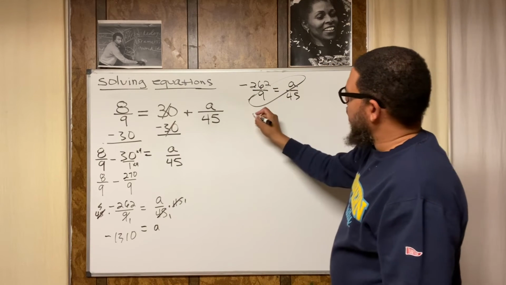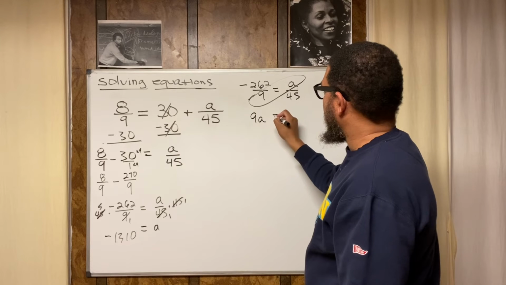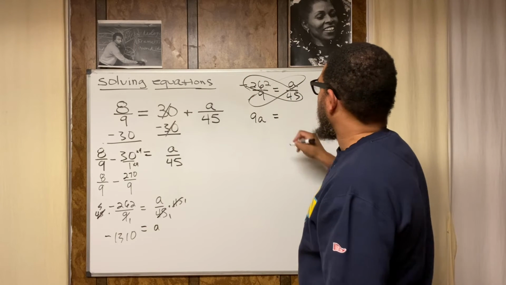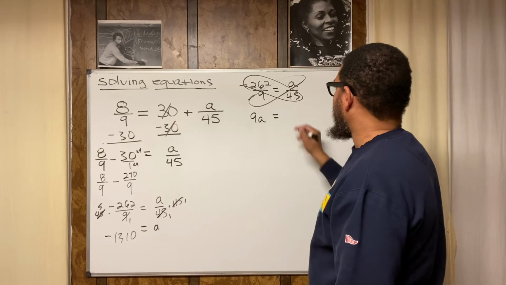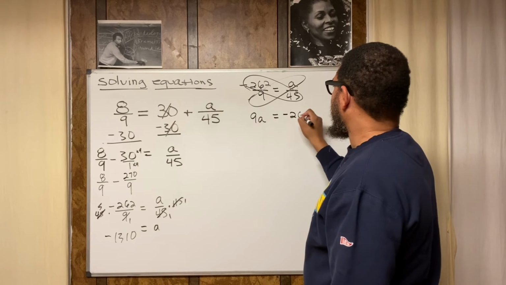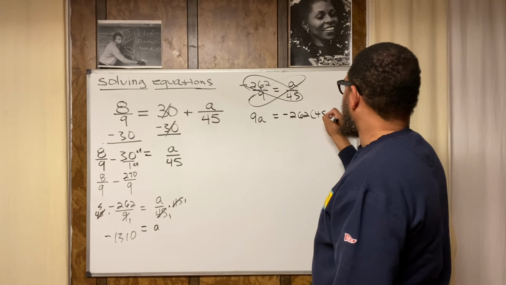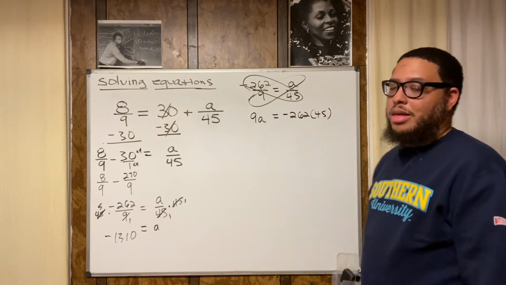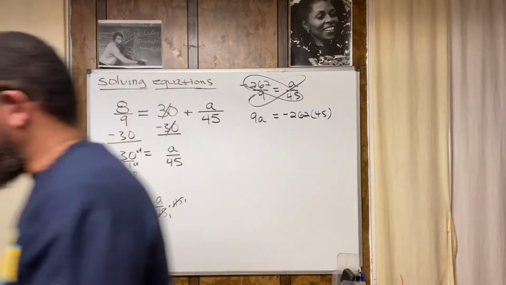So 9 times A is 9A. Bring the equal sign down, and then go cross-multiply this way. Negative 262 times 45. Let me see something. Negative 262 times 45. I said I didn't feel like going to get my calculator. I need to go grab that. I'll be right back.